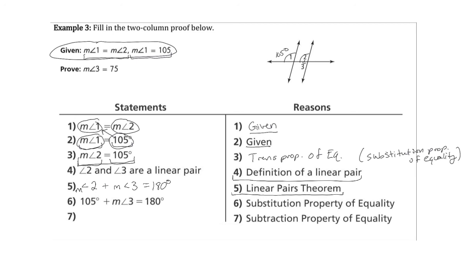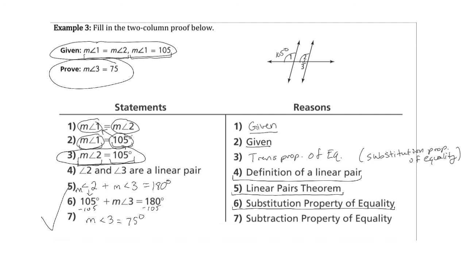The next one, this is a good example of our substitution property. We know the measure of angle 2 by statement 3 equals 105 degrees. So we can substitute in 105 degrees for measure of angle 2 into this statement here. So that's by the substitution property of equality. And then the last step is the subtraction property of equality. So we're just subtracting 105 from both sides to get that measure of angle 3 is equal to 75 degrees, which is what we were trying to prove.